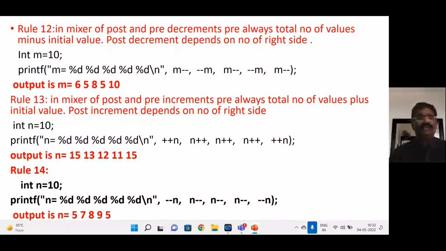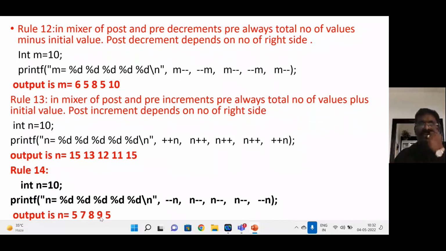Sorry for the disturbance. So then we are going to get 5. That is, the last one is a pre-decrement. So that is 10 minus 5, which is equal to 5. After that comes the post decrement. On the right side only one decrement is there. So that's why 10 minus 1, we are getting 9.